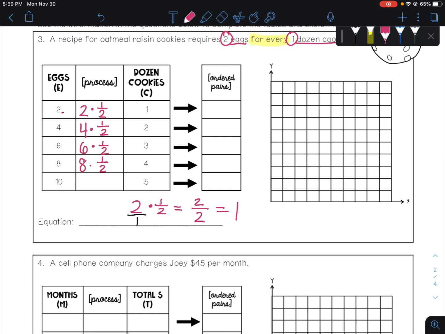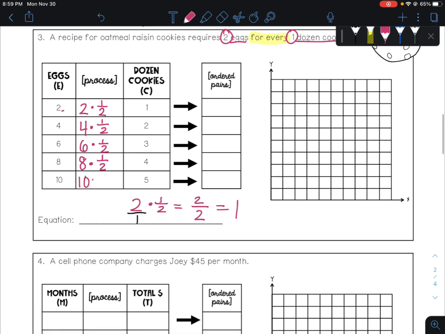8 times 1/2, half of 8 is 4, perfect. 10 times 1/2, half of 10, 5, perfect, it worked out. So now, this one's a little weird because it has a fraction in it, but just like with the decimal in the previous example, it works. And our new thing is to write our ordered pairs.